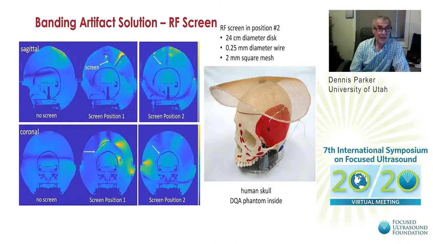And you can see that here, and the screen is in two positions. One where it's slipped off to the side and actually moved the banding artifact quite a bit away from the focus. Another where it's in a more expected position and moved the banding artifact quite a ways away from the focal position.